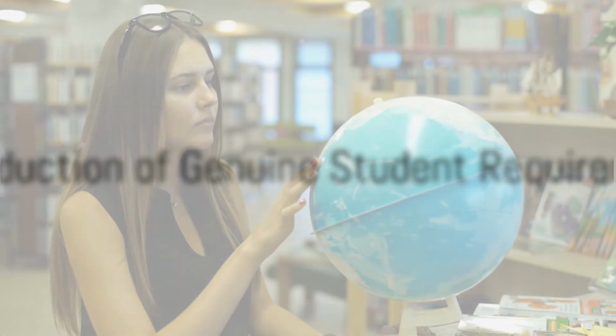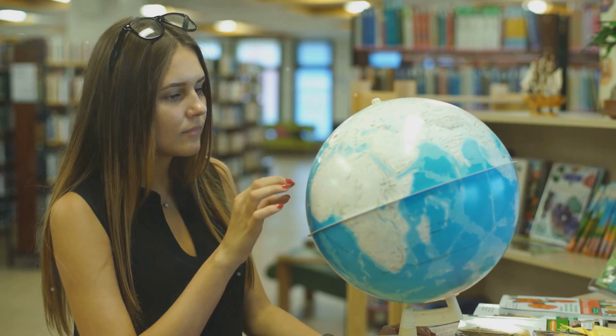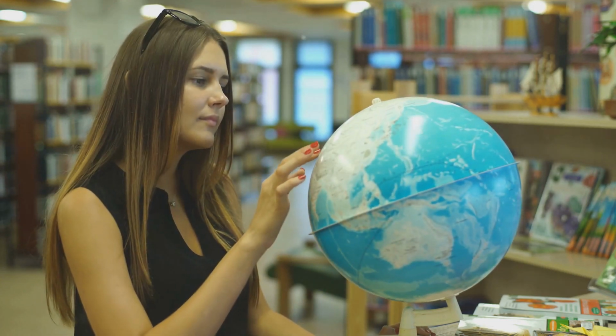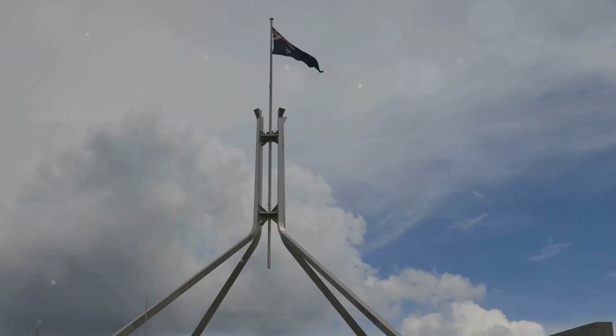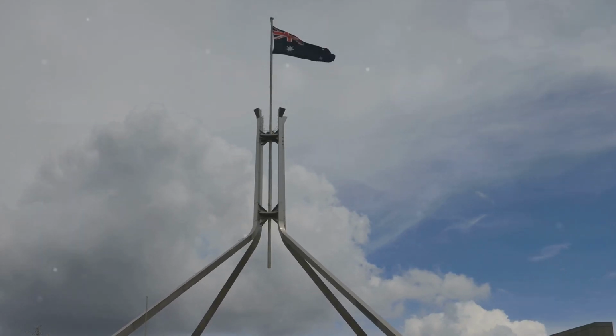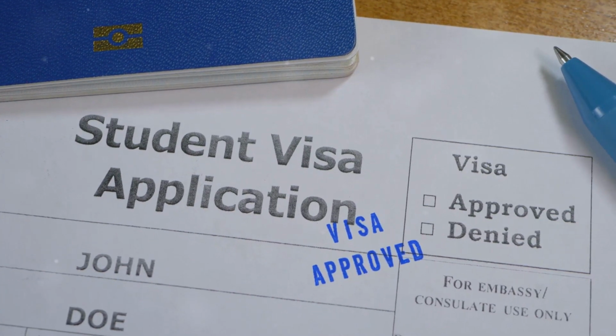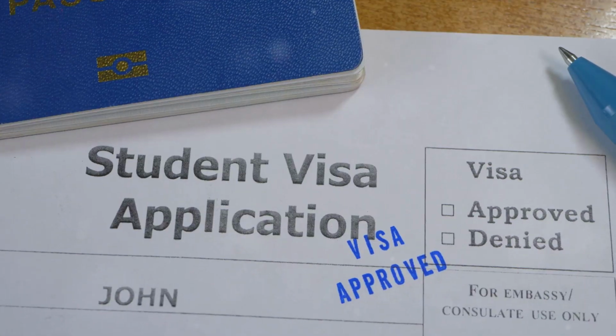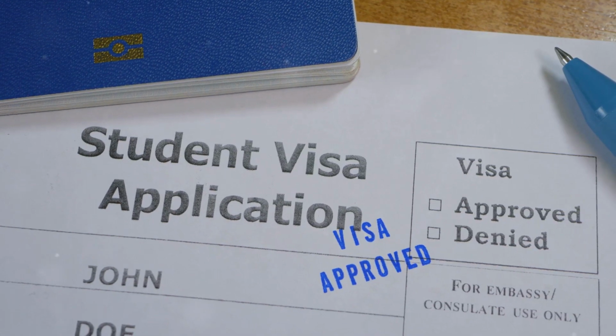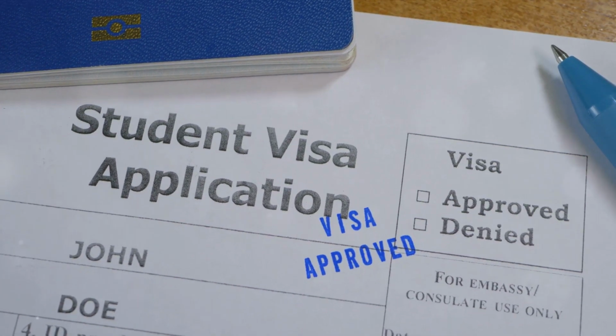Imagine a world where your decision to study abroad not only enhances your skills, but also contributes to the growth of the country you choose to study in. That's exactly the vision behind the new Genuine Student requirement introduced by the Australian government. This policy replaces the previous Genuine Temporary Entrant requirement and has been in effect for student visa applications lodged on and after the 23rd of March 2024.